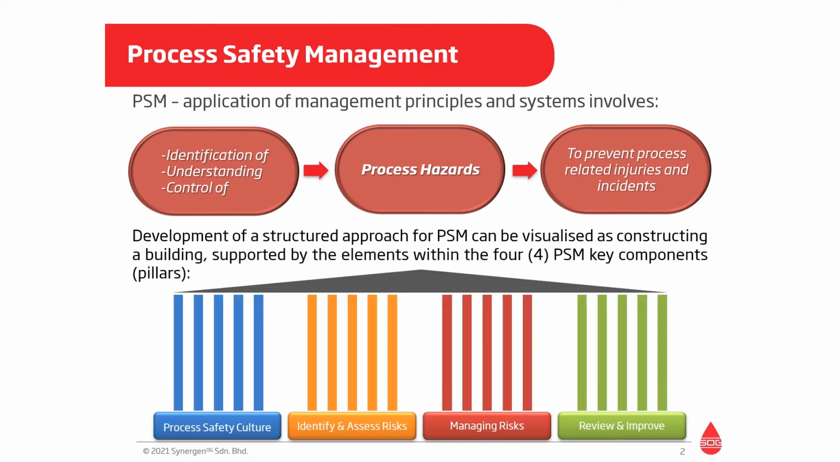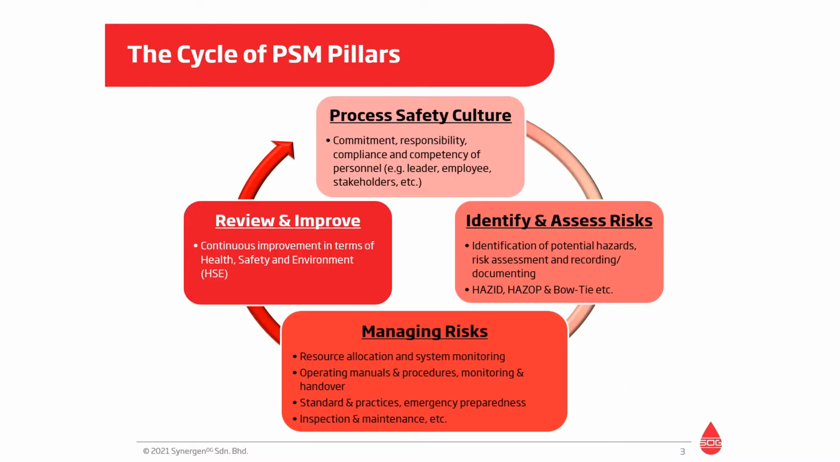PSM is supported by four main pillars, that is, process safety culture, identify and assess risks, managing risks, and review and improve. The cycle of PSM pillars can be seen from this diagram.